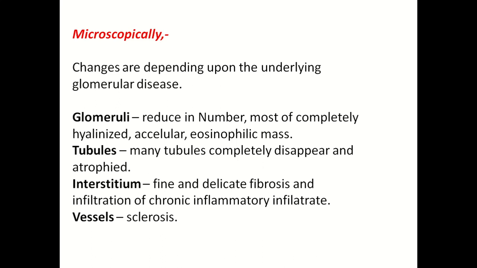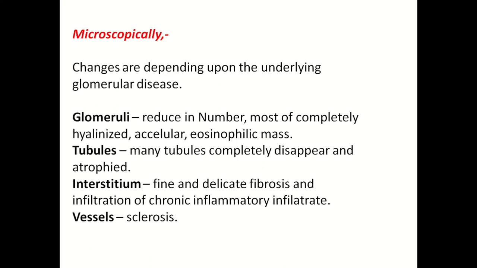If we talk about the tubules in chronic glomerulonephritis, many tubules have completely disappeared and atrophied. In the interstitium, there is fine, delicate fibrosis and infiltration of chronic inflammatory infiltrate. In vessels, there are changes of sclerosis. So microscopically, you will differentiate it from chronic pyelonephritis with the help of the tubules.